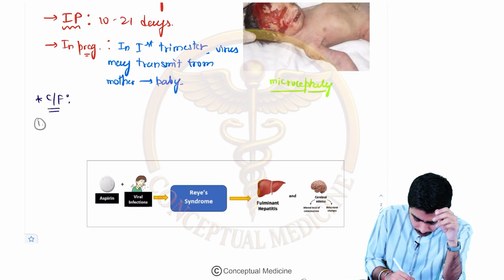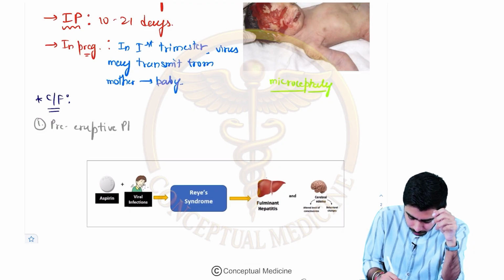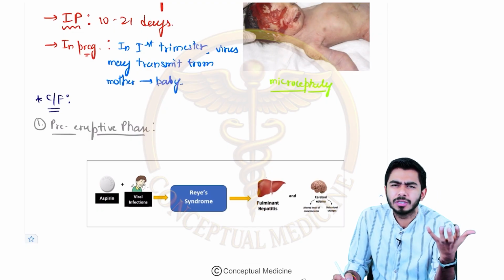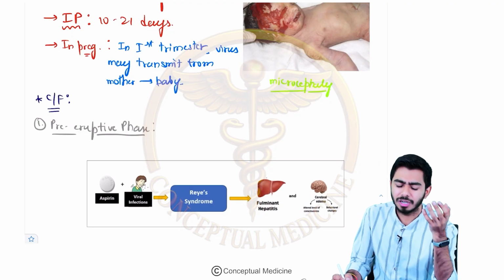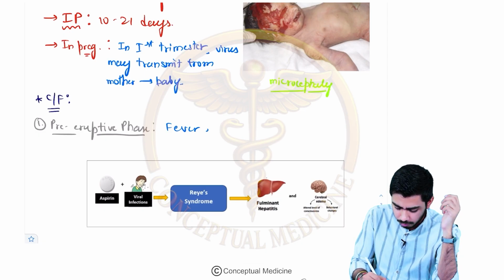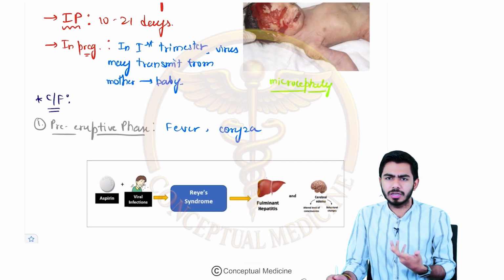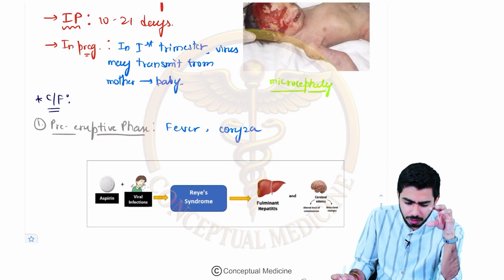In the pre-eruptive phase, we might see fever in the patients, or some kind of coryza, some respiratory infection can be there. Coryza means respiratory infection can be there. For example, sore throat can be there, rhinitis can be there. These kind of symptoms might be there. Second point over here is the eruptive phase.